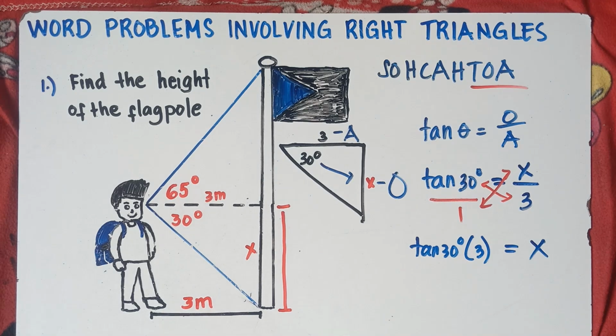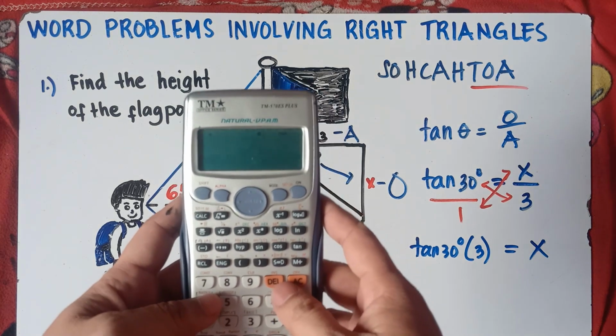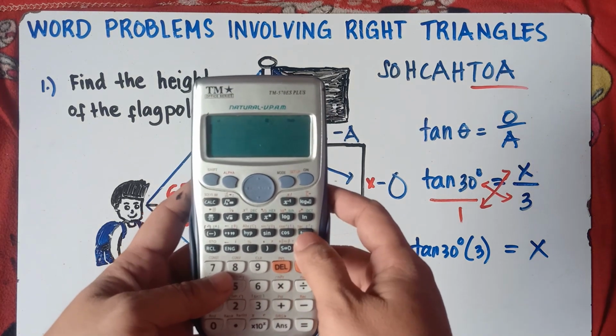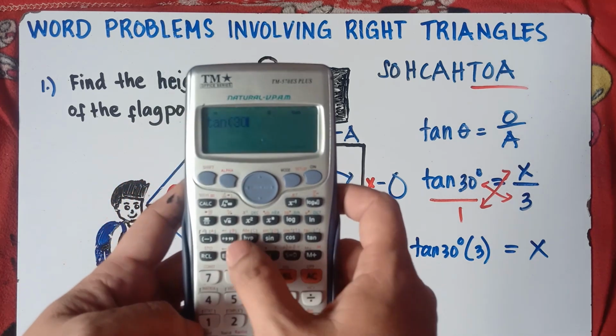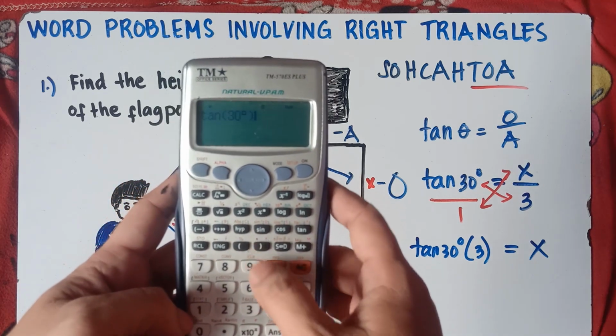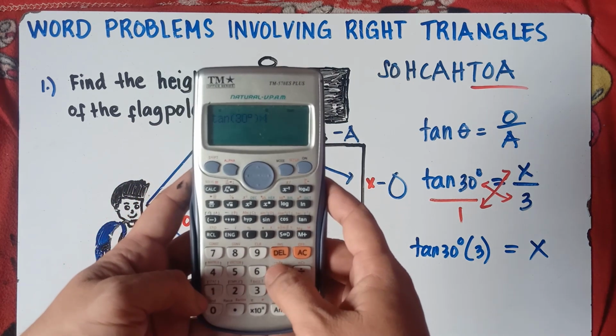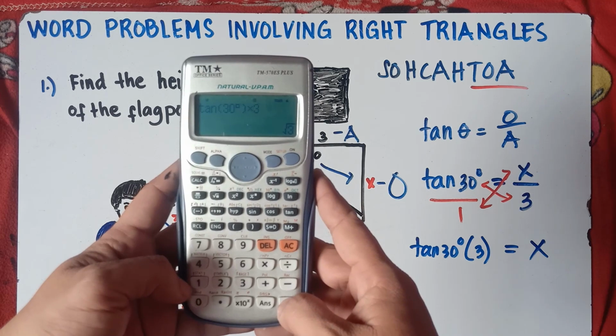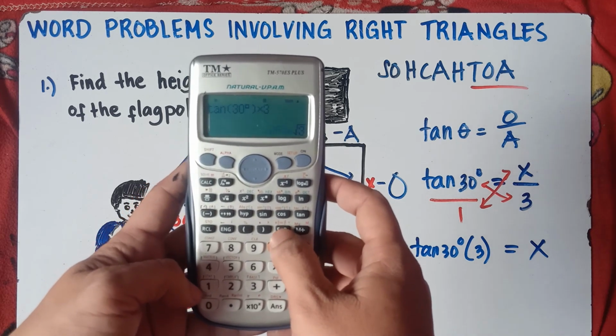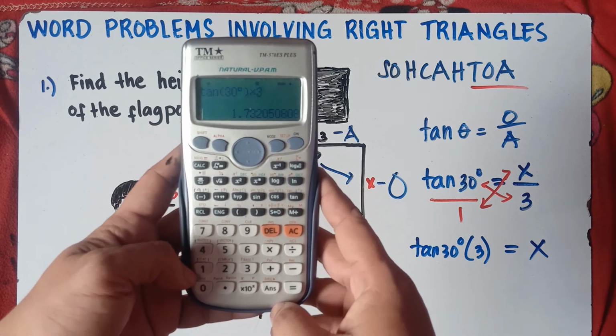So let's multiply that using the calculator. Tangent 30 degrees times 3. I hope you see this one, class. Tangent, 30 degrees, close parenthesis, then times 3. So tangent 30 degrees times 3, we will get square root of 3. We click the decimal. We need to have a decimal. So we have 1 point.